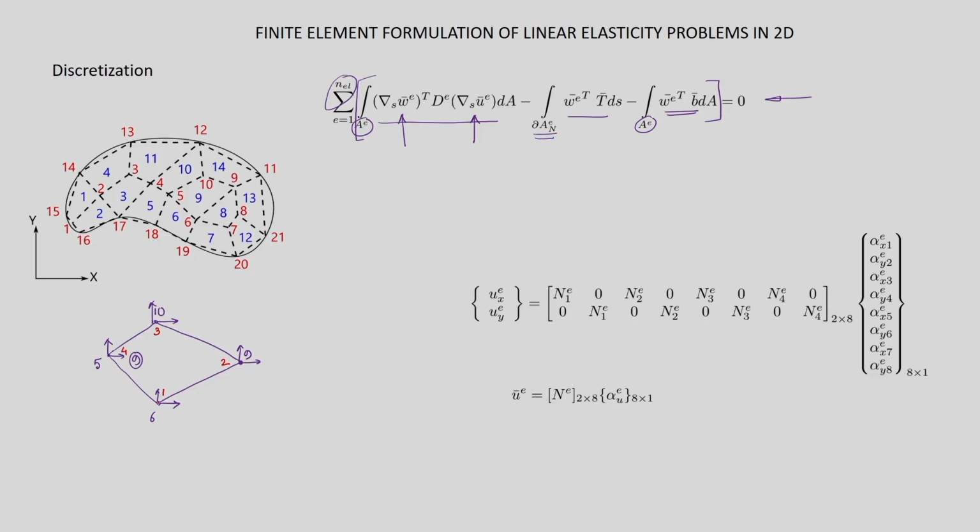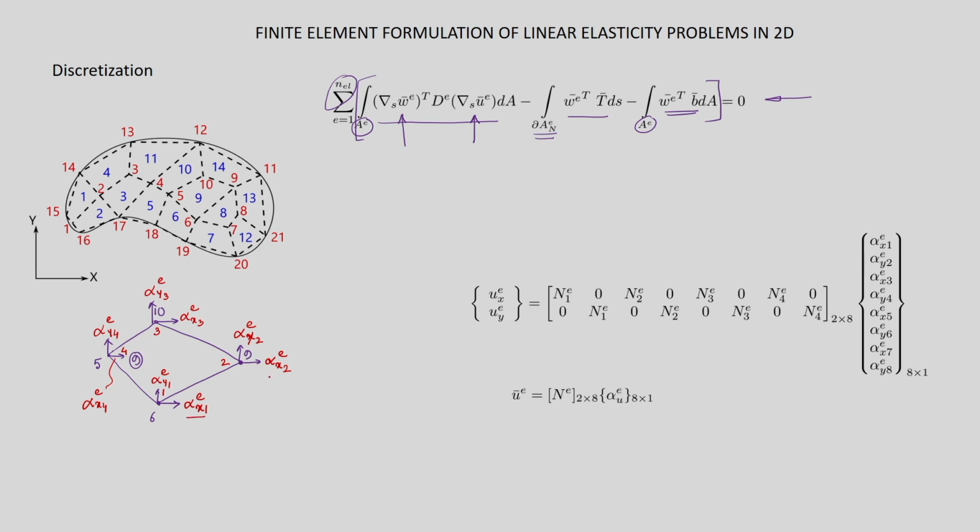So along x at local node 1, the displacement I am defining as alpha in the x direction at node 1 of element E. Similarly alpha in the y direction at node 1 for element E. Then alpha in the x direction at node 2 for element E. Similarly alpha x2, alpha y2 for element E, alpha x3, alpha y3 for element E, and alpha x4 and alpha y4 for element E. So now we can see here we have 8 unknowns.